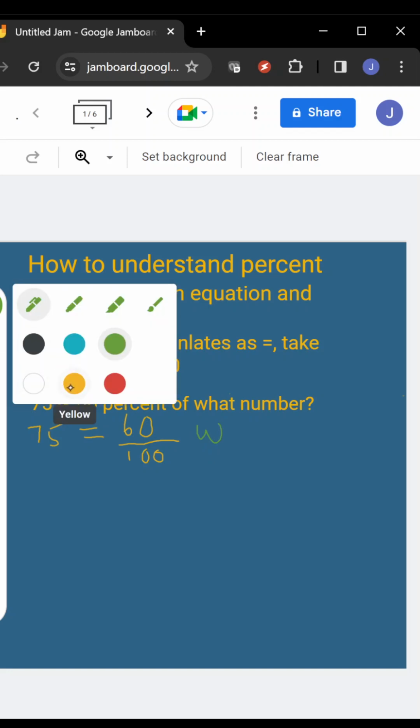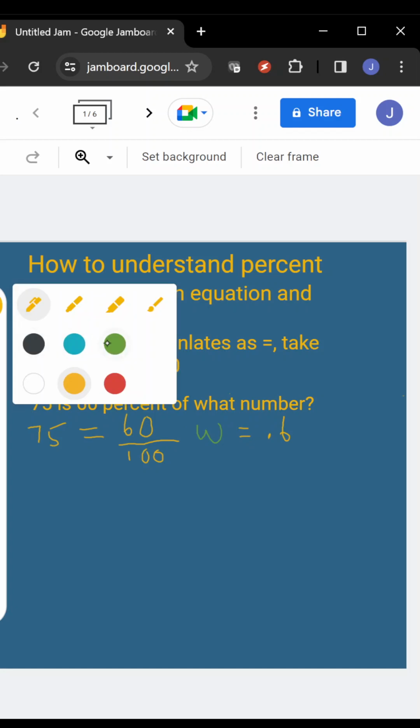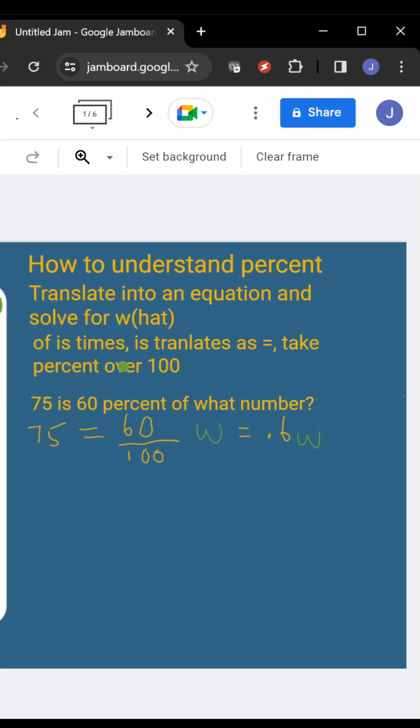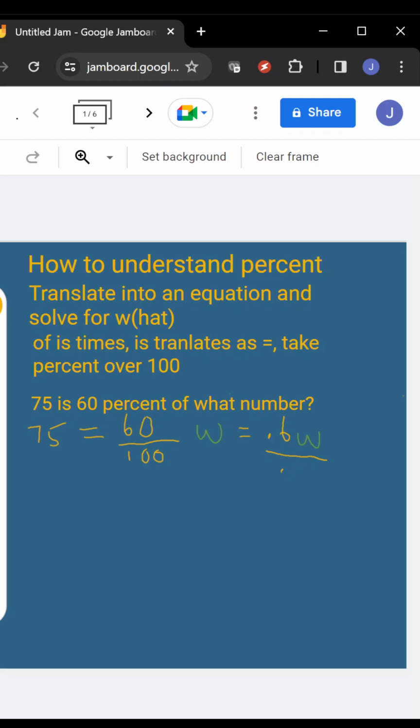So W will be what? And how will I solve this? Well, this is really 6 over 10 or 3 over 5. You could use fractions, or if you want, you could just say this is 0.6 times W. Then I could solve for W by just dividing both sides by 0.6. There's a little bit of algebra there. So divide 75 by 0.6, and they cancel out.